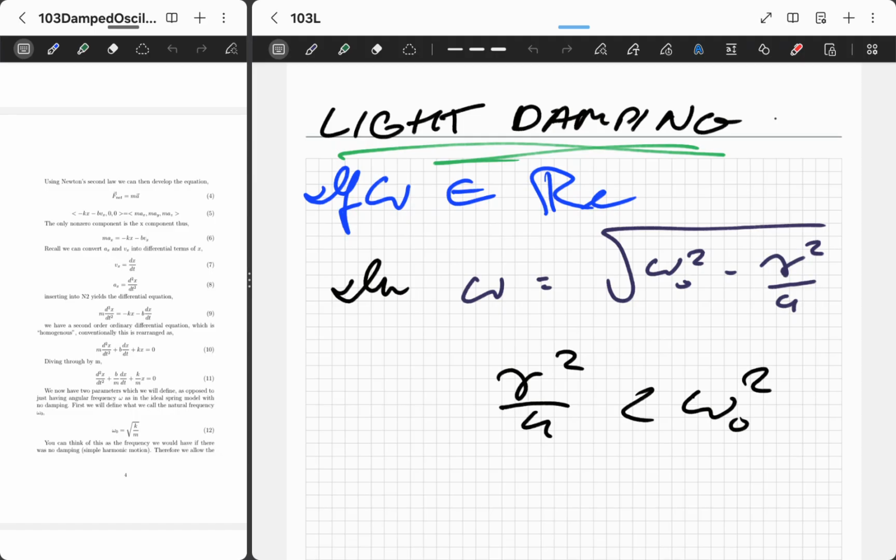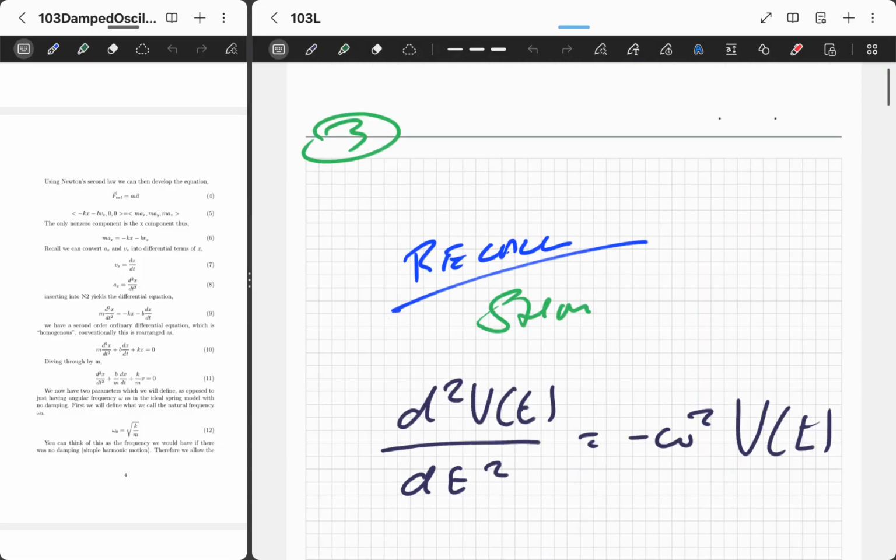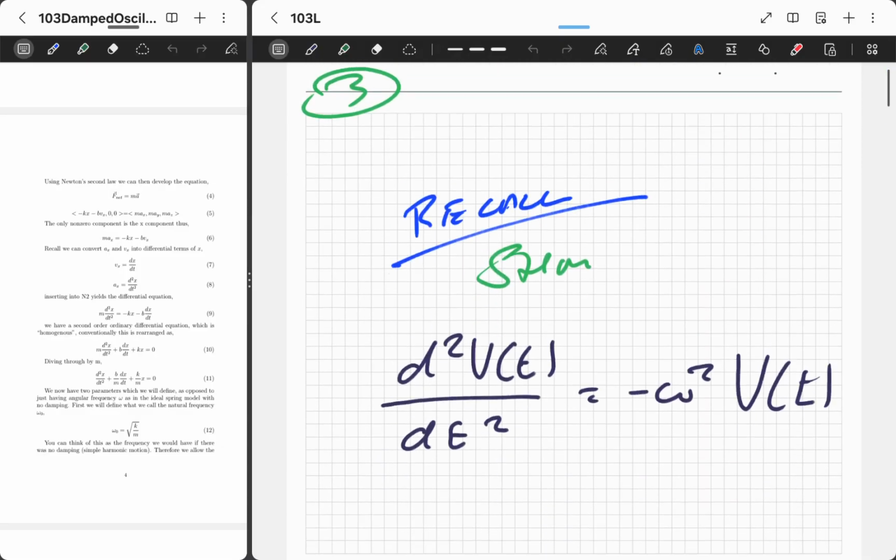What have we been doing the last couple of classes? Well, we've been introducing something called simple harmonic motion, right? The ideal spring went back and forth forever. The simple pendulum oscillates forever. Those oscillations, nothing ever stopped them. They just kept going forever and ever, right?